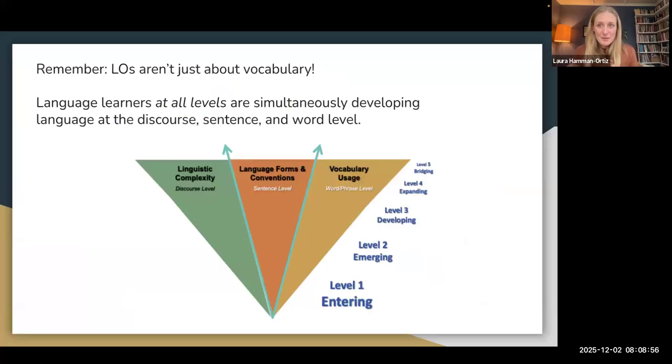And I hope you can see from some of these examples that language objectives are not just vocabulary. Yes, students need to learn vocabulary, but we know that at all levels of English language development and Spanish language development and Portuguese language development, language learners are developing language at the discourse level, the sentence level, the word level. And so as you're planning for what language to focus on, think about the different structures of language that students might need to compare, to sequence, to describe, that go beyond just the vocabulary itself.